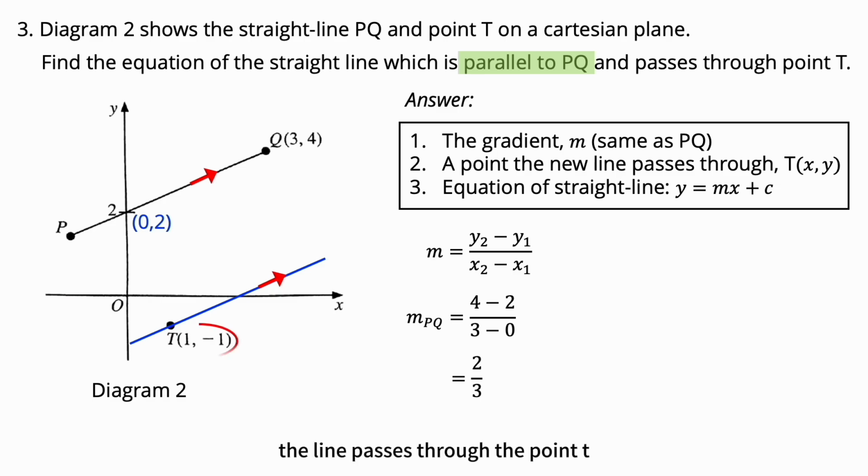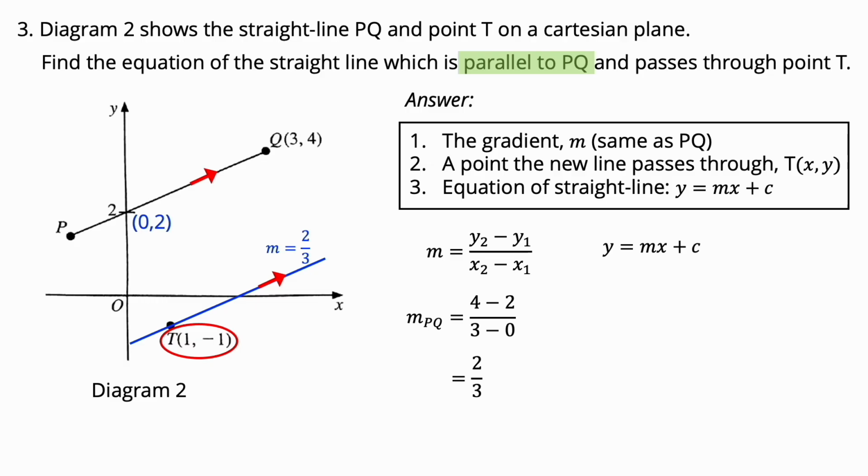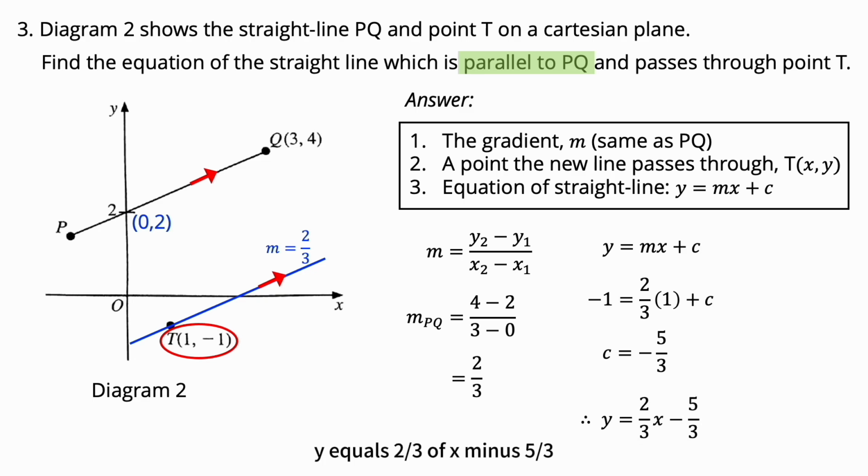The line passes through the point T, 1, minus 1. And it has the same gradient as the line PQ, m equals 2/3. By using the formula, y equals mx plus c, substitute the point, 1, minus 1, and the gradient, 2/3, into the formula. The value of c is minus 5/3. Therefore, the equation of the straight line can be written as y equals 2/3 of x minus 5/3.